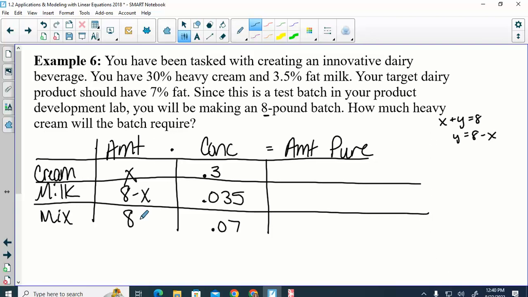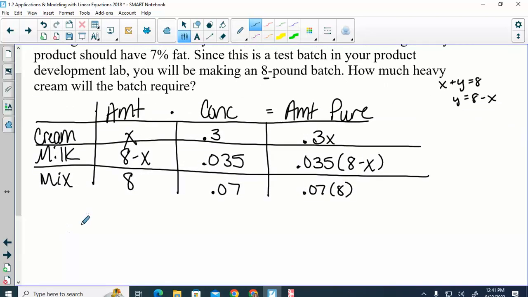All right, now it's the same thing. We multiply. We have 0.3x, 0.035 times the 8 minus x, and 0.07 times the 8. Or you could go ahead and multiply those. And we add the first two to equal the total.